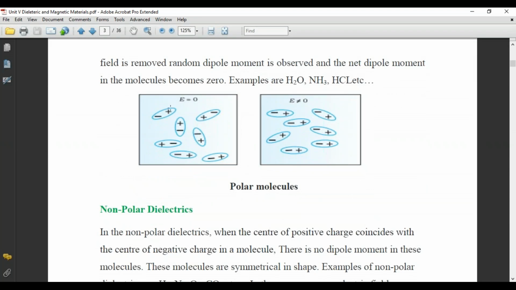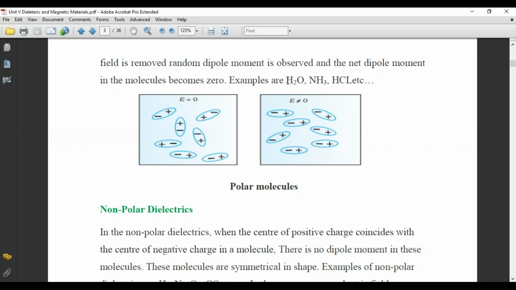When E equals 0, this is what is called a permanent dipole moment. Individually, they have a dipole moment, but on the whole, if you consider the total system, the net dipole moment is 0 because the dipole moments cancel each other. When the field is applied, these dipoles align in the direction of the applied field, and then they undergo polarization. So the net dipole moment is not 0 when the polar molecule is subjected to an electric field. This is the polar dielectrics.